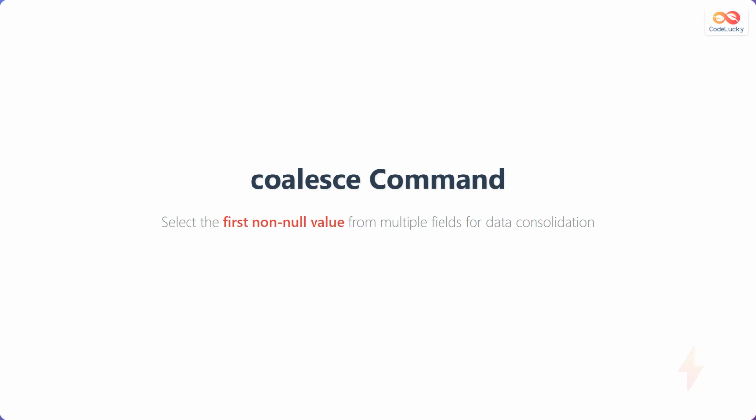Welcome to this tutorial on the coalesce command in Splunk SPL. The coalesce command is a powerful function that allows you to select the first non-null value from multiple fields for data consolidation. This command is essential when working with datasets that have missing or scattered information across different fields.